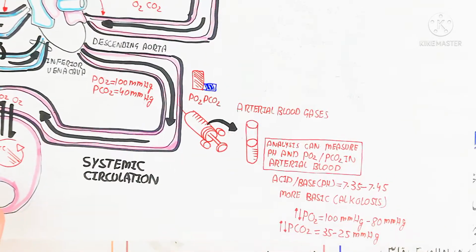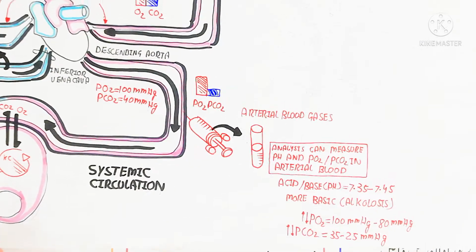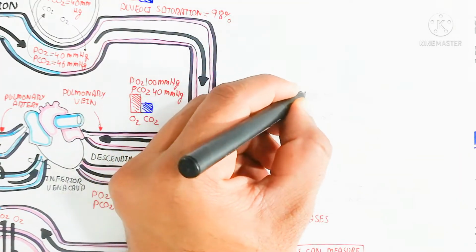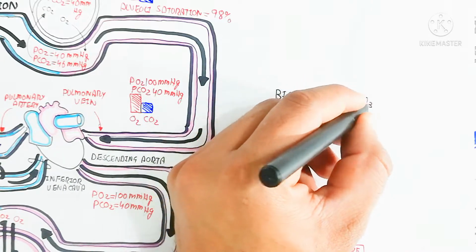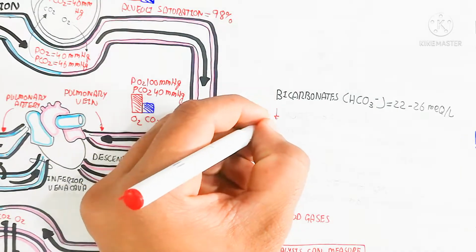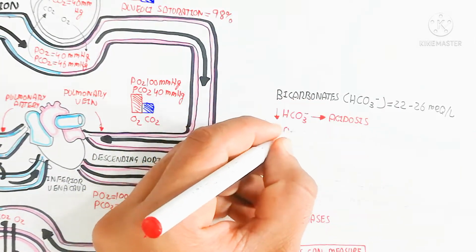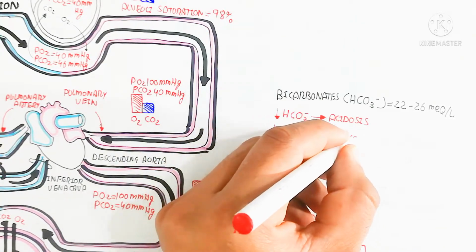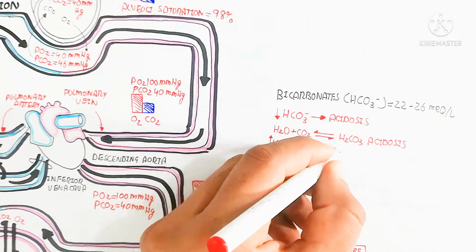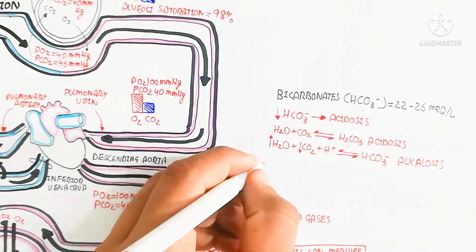Here there is a decrease or increase of oxygen, from 100 millimeters of mercury to 80 millimeters of mercury, and carbon dioxide decrease or increase will lead to more acidic or alkalosis. When there is low carbon dioxide, alkalosis will occur. Here the bicarbonate is normal at 22 to 26 milliequivalents per liter. The hydrogen bicarbonate will decrease when acidosis occurs. When it increases, alkalosis will occur.